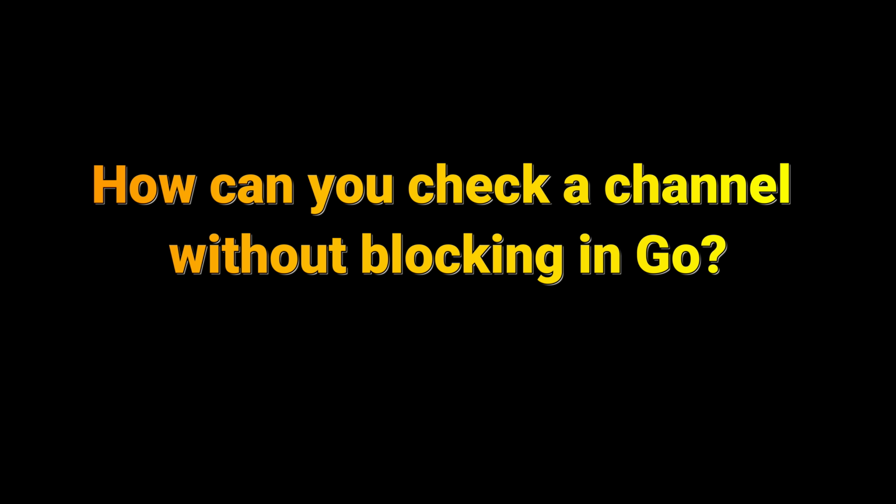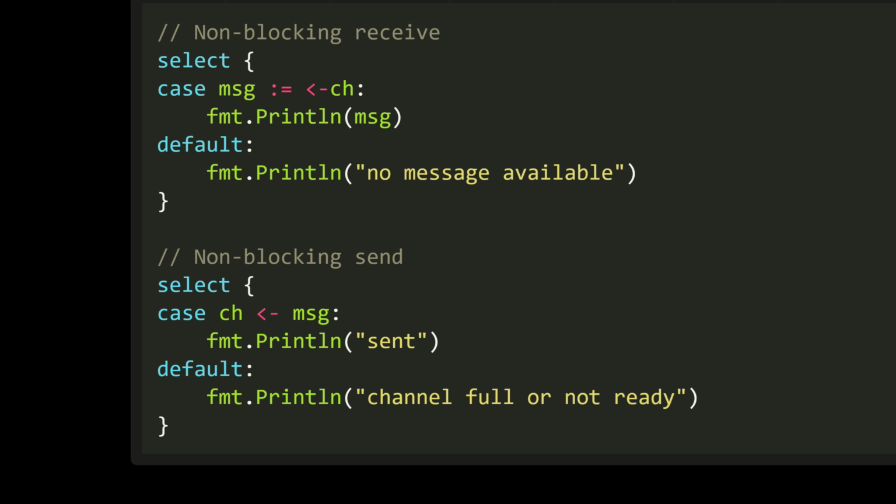Question: how can you check a channel without blocking in Go? You can use a select statement with a default case. For receiving without blocking, you have a case to read from the channel. If there is a message, that case runs. If there is no message, the default case runs immediately instead of waiting. For sending without blocking, you have a case to send to the channel. If the channel is ready to accept the message, it sends. If the channel is full or not ready, the default case runs. This lets you check channels and continue with your program without getting stuck.